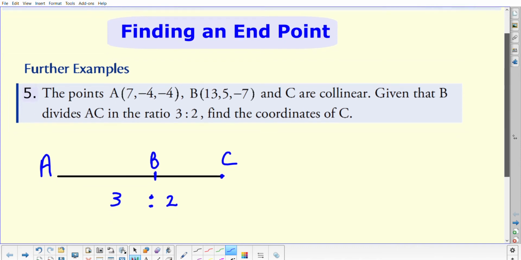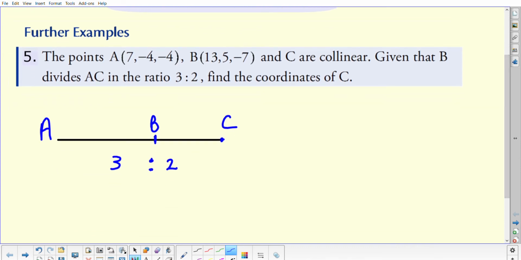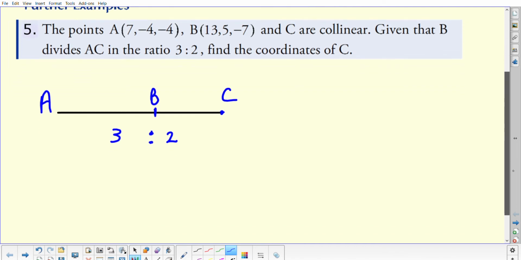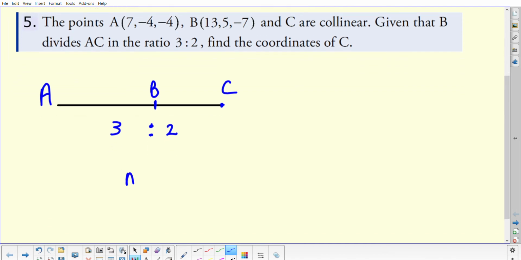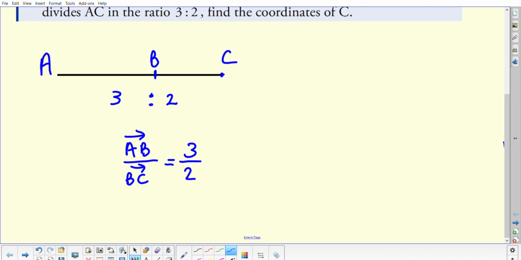So the method, you were introduced to two methods for working with these sort of dividing lines and ratios, and I'm going to say this time it's probably easier to use the position vector method where you're thinking about the ratio to begin with. So if you think about the A to B compared to B to C is equal to 3 to 2, and then do the little cross multiplying step here. So we get 2 times A to B would be equal to 3 times B to C.